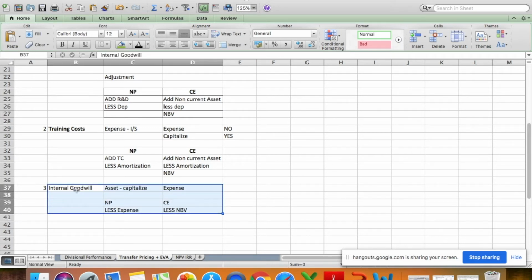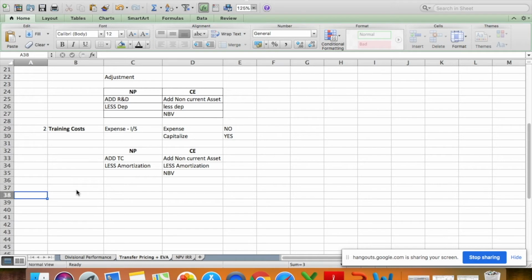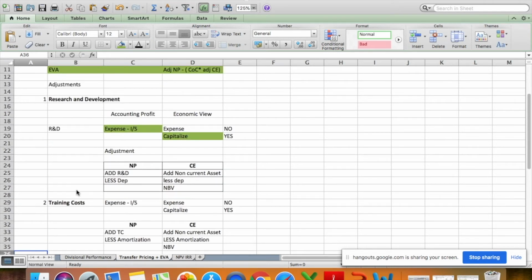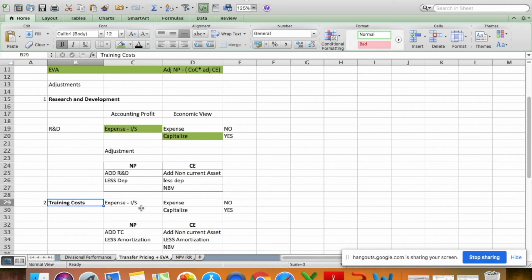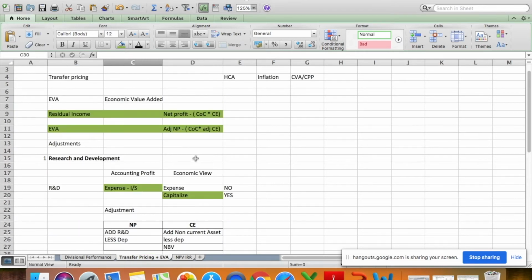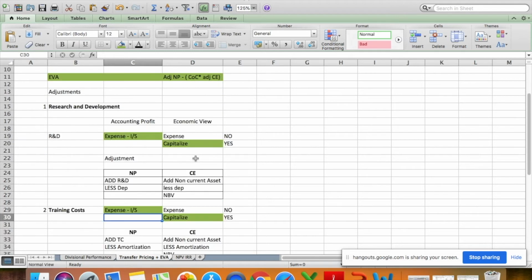So in this case, we are going from an asset to the expense. And in research and development and training cost, we were going from an expense to an asset, right? I've deleted the internal goodwill because it's not part of your syllabus, but I just wanted to explain to you how we can have two portions of EVA where your expense becomes an asset, as I've highlighted, and your asset can become an expense as well, right? So this is all about EVA, and now the next concept that we're going to go to is transfer price.